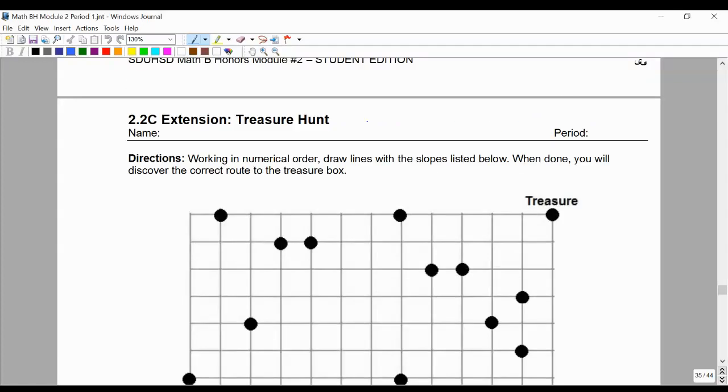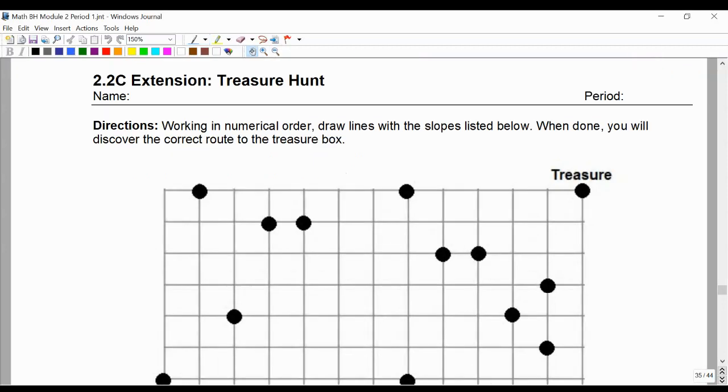All right, in this video, I'm going to talk about the 2-2C extension. If you're watching this video just for some hints, then please, I encourage you to pause the video after you have enough hints and then unpause it once you've tried some.